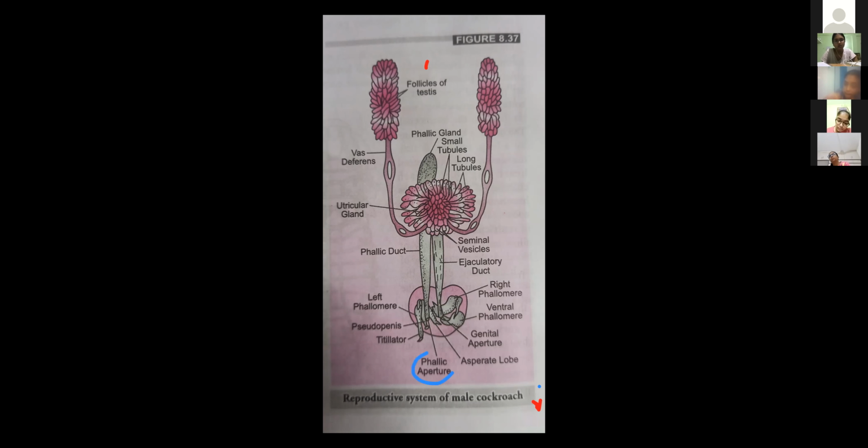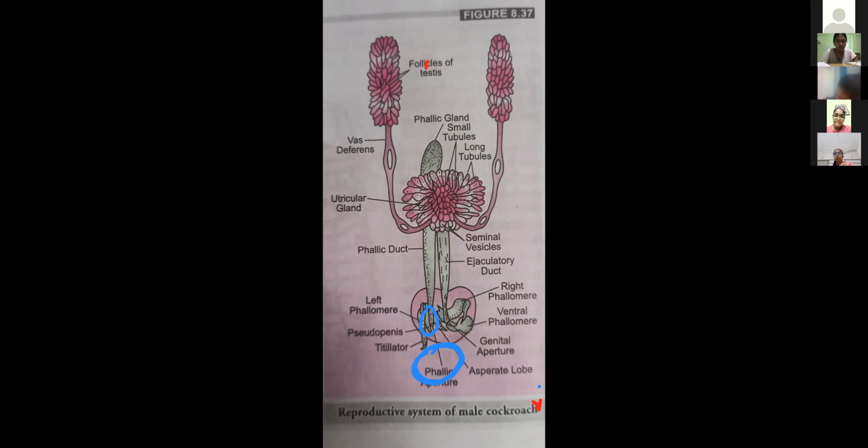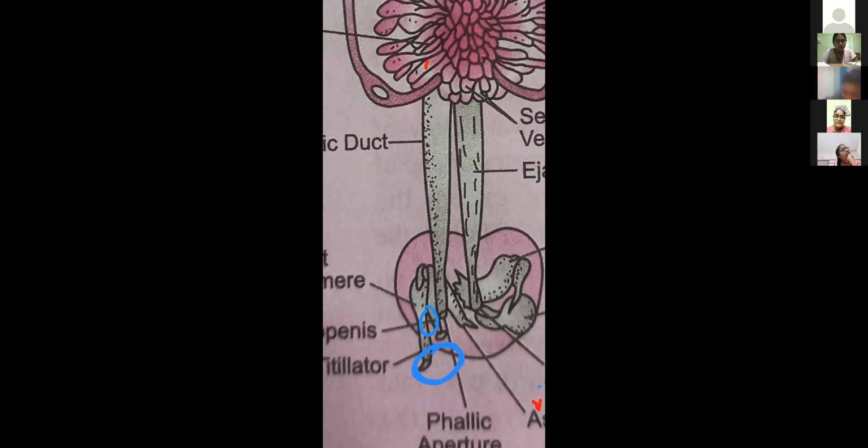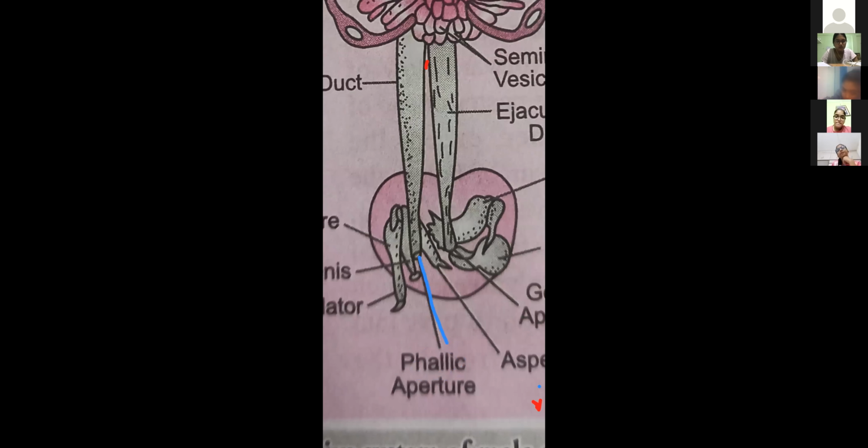Can you make out over here? Phallic aperture word is given. Small opening है यहाँ पे देखो. If we can make out in this. This is the phallic aperture. Phallic gland यहाँ पे आ रहा है and open हो रहा है outside. Okay. Now next.